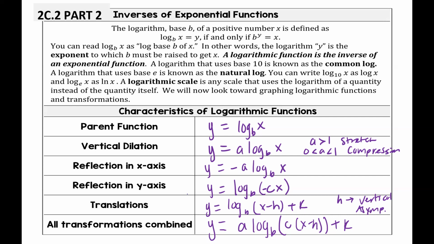Oh, it's a horizontal dilation. I don't know why it's not on the notes. I don't even know where to write it. I just realized that they don't talk about the horizontal dilation. If you want to write horizontal, I don't even know where to write on mine. Just write it right there.